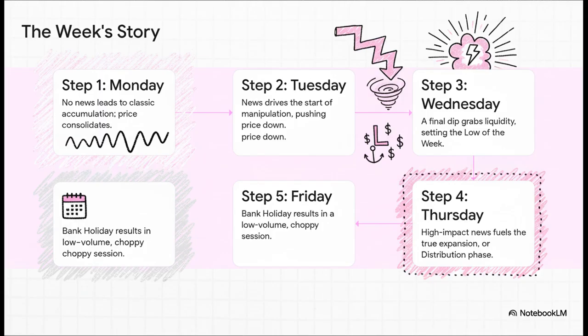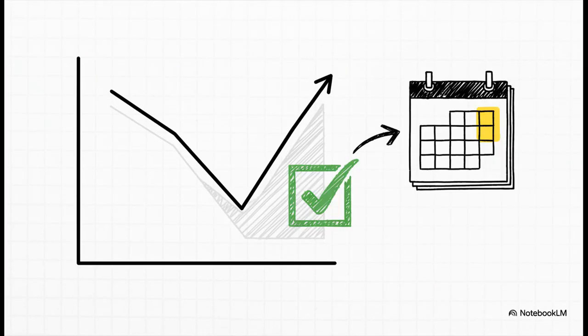It was picture perfect. Monday, with no news, was total accumulation. Price did nothing. Tuesday and Wednesday used that mid-tier news to start the manipulation, pushing price down to hunt for stop losses. And then on Wednesday, it set the definitive low of the week and reversed hard. And then Thursday hits. That high-impact news was the fuel for the fire, and the real distribution move took off. Friday, as expected on a holiday, was quiet. So what was the result? An absolutely textbook Wednesday low of the week profile.